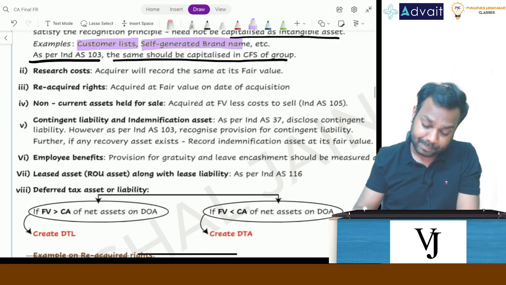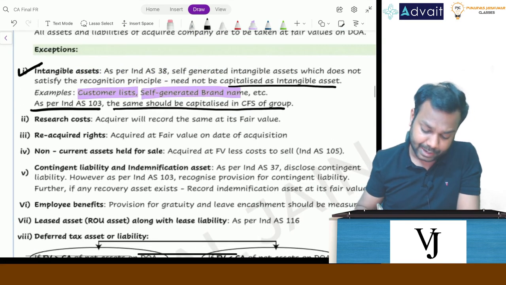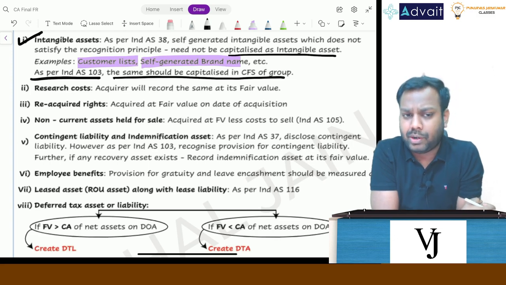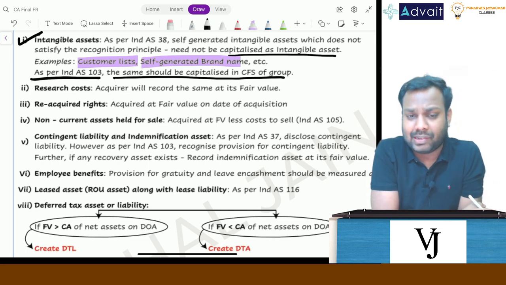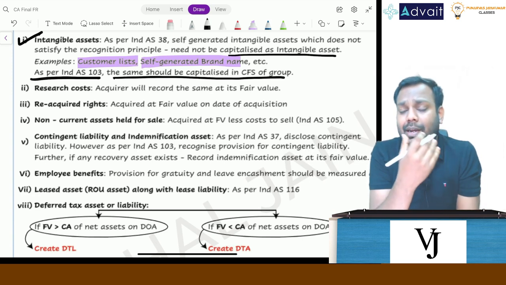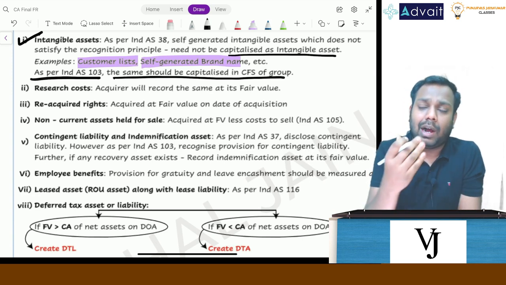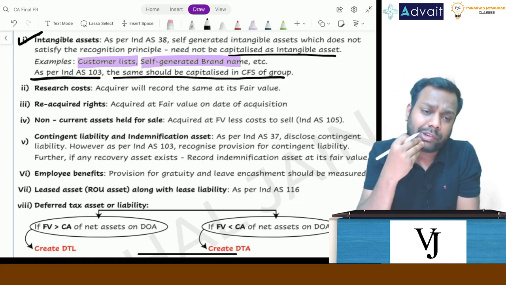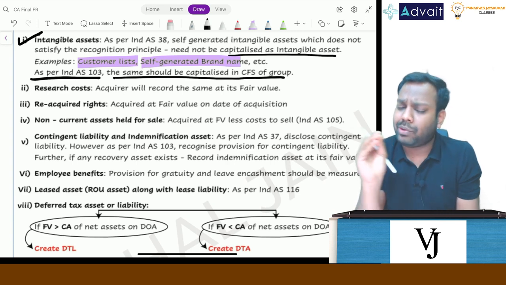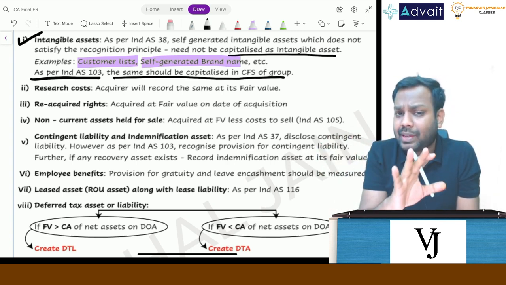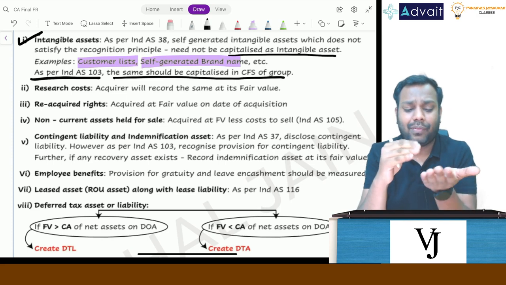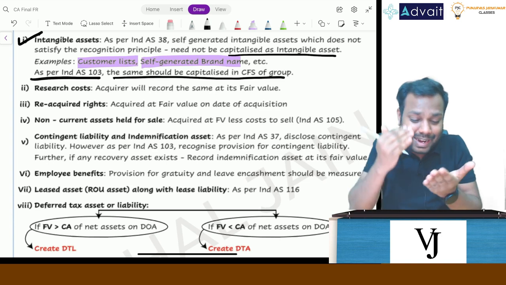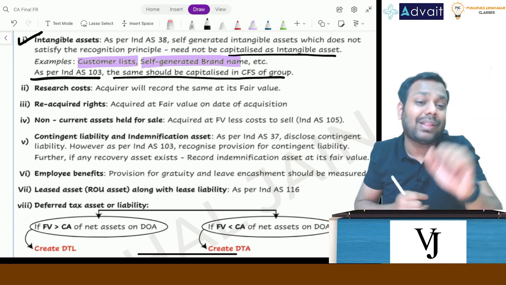Second, tell me, as per Ind AS 38 again, what is the treatment of research and development costs? Research cost gets transferred to P&L and development cost gets capitalized, right? So the standard says that, now Ind AS 103 says that the acquiree company had spent some amount on research costs, which it transferred to P&L, which was correct as per Ind AS 38. But now, if some research was done and the knowledge was gathered, it will definitely have a benefit for the acquirer company.